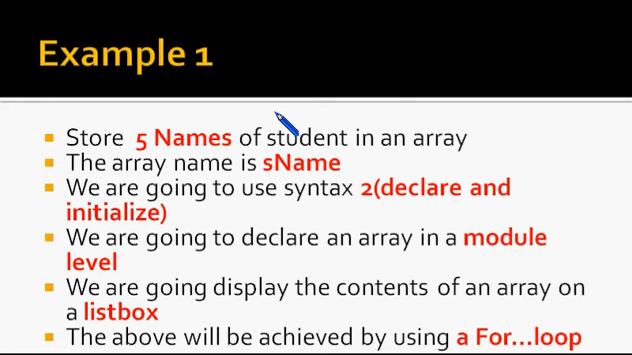Now in this video tutorial, we assume that you have mastered how to use a list box in your level 2. You have also mastered how to use a for loop statement in your level 2. Let's go and do it.